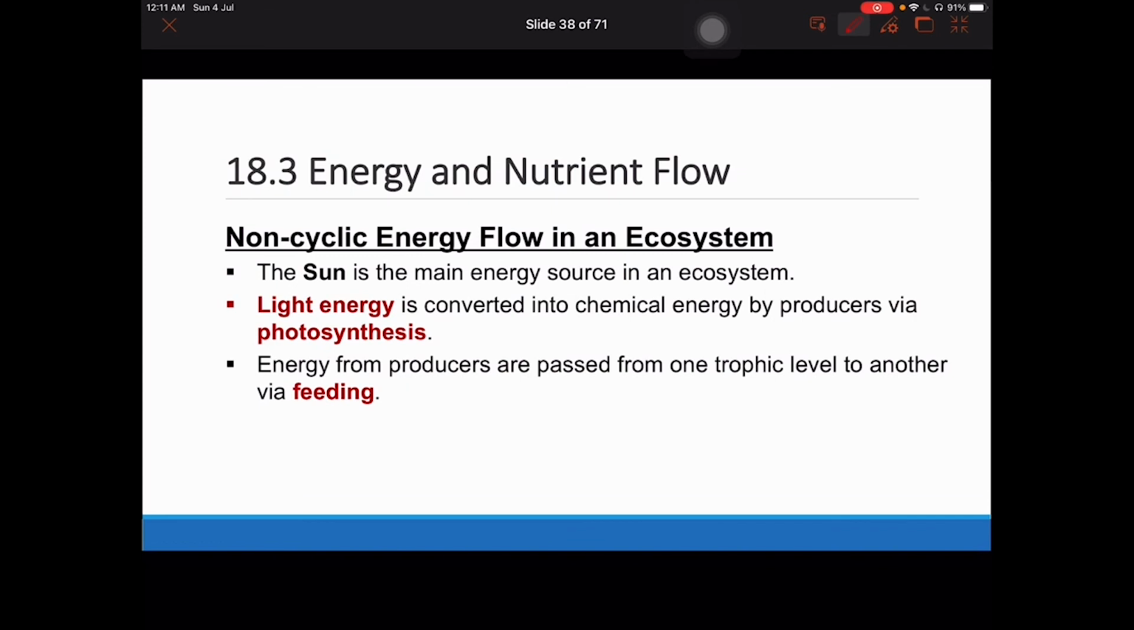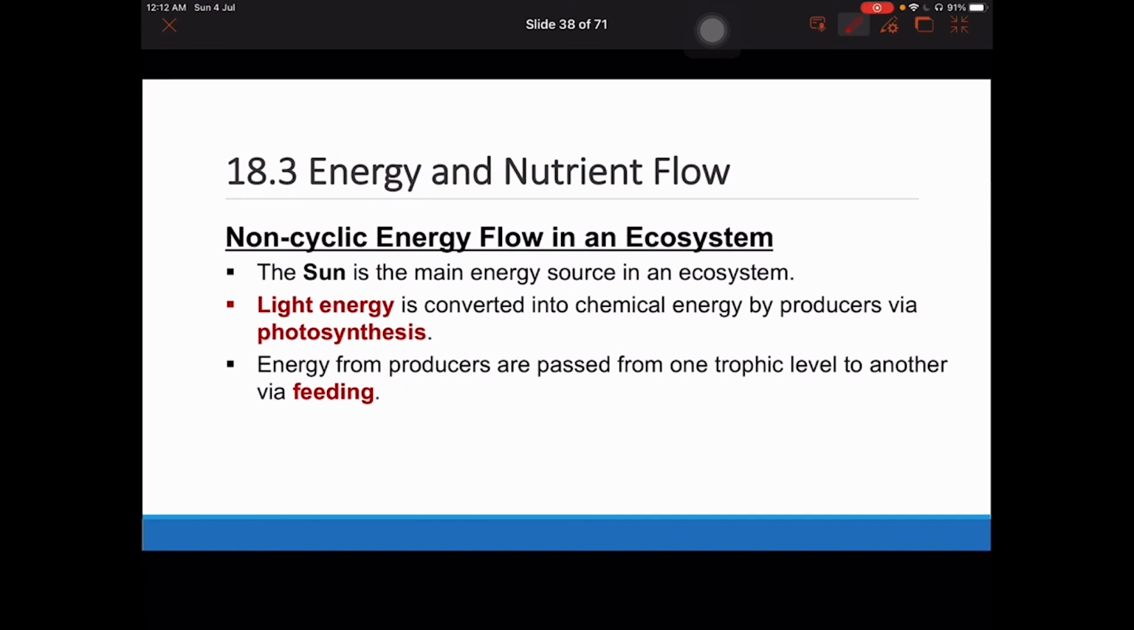Now, to end off this part of the video, let's talk about how the energy transfer is non-cyclic in nature. Non-cyclic means that you cannot recycle the energy that came from the sun. So there's no way that the energy will eventually return back to the sun. It will somehow disappear or be used up for other things.